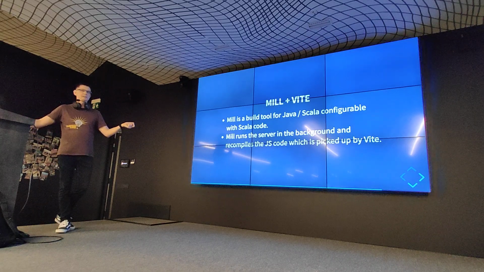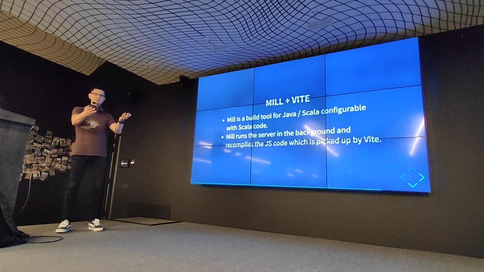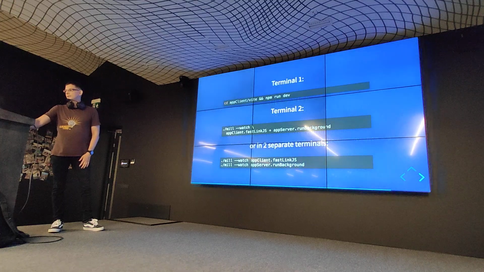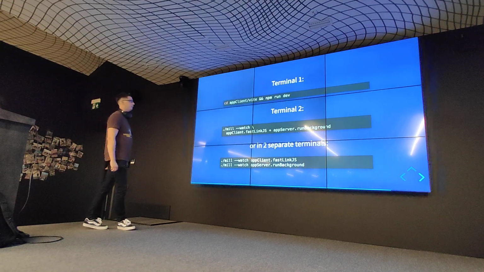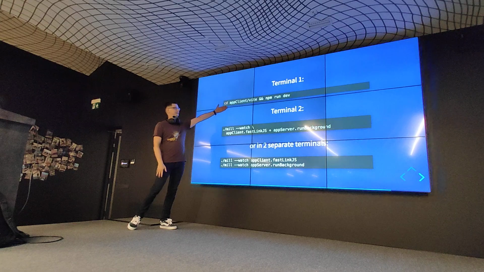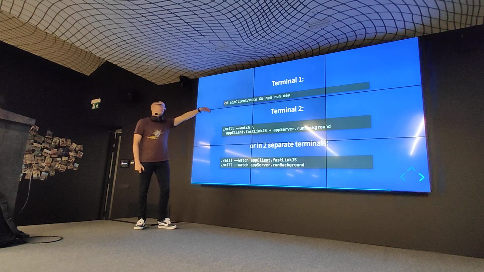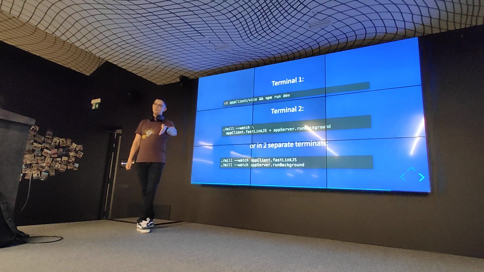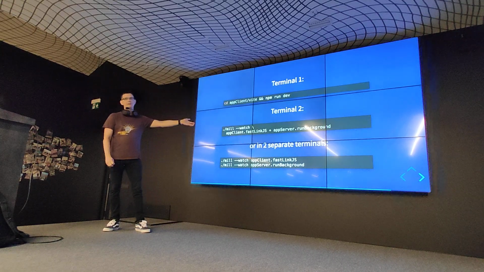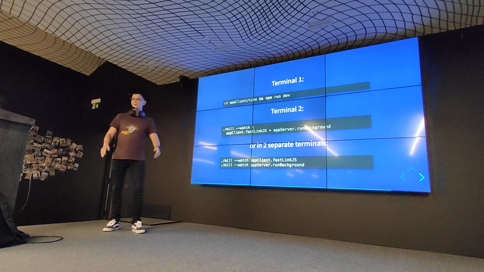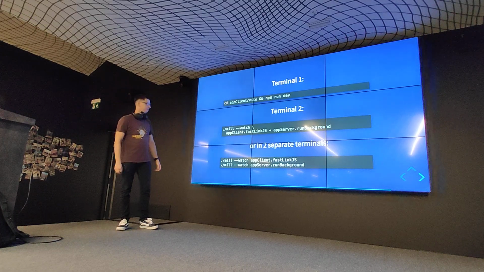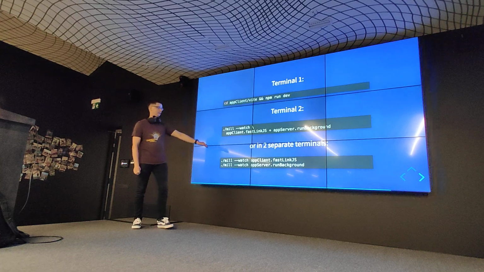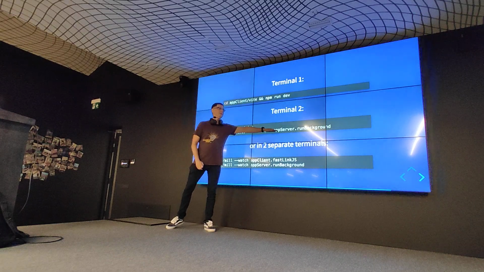And Mill runs a server in the background automatically. So you launch it, it launches a daemon, and then it does things very fast. So basically, a normal development flow would be in one terminal, you run Vite, which is a JavaScript bundler, and you run a development server so that once you change your source code, it gets recompiled to JavaScript, and that gets picked up by Vite and sent to your browser, and voila, you have your changes there. And in the other terminal, you say, hey, Mill, please watch this project, and do the client side, and run the server in the background.